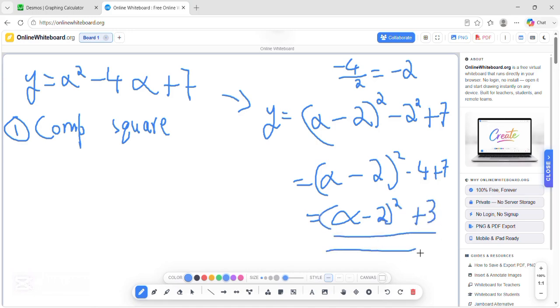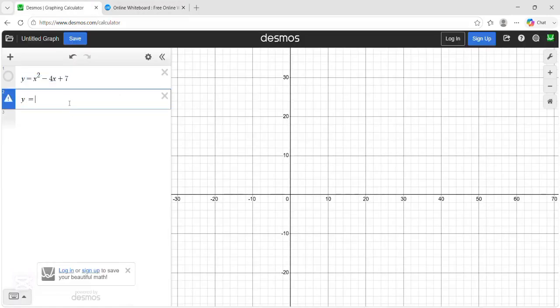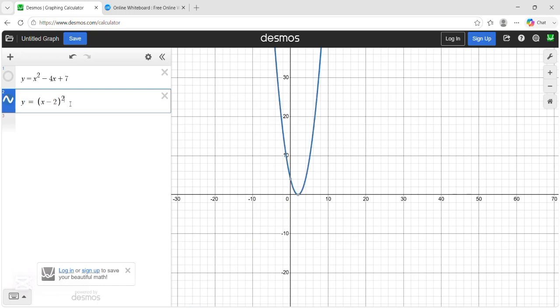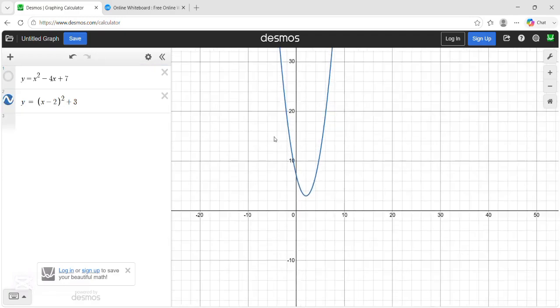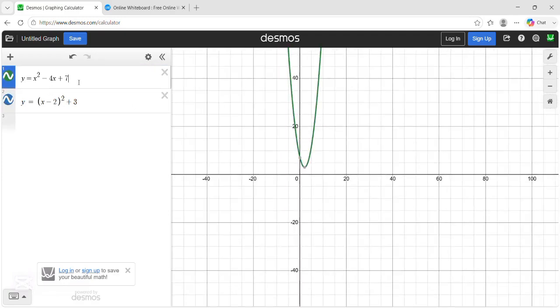So that's your completing the square form. Now let's go over to Desmos and write that same answer, x minus 2 whole squared plus 3. You can see both of these are the same parabola, because you can't see any difference. If I were to change this to 10, then you can see a difference, but this is 7.